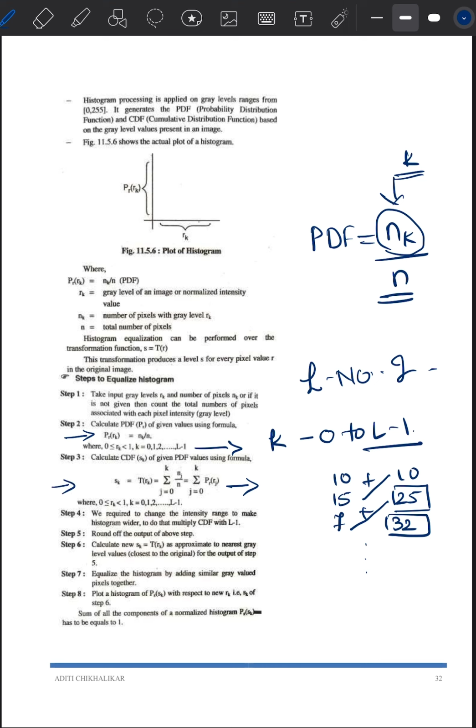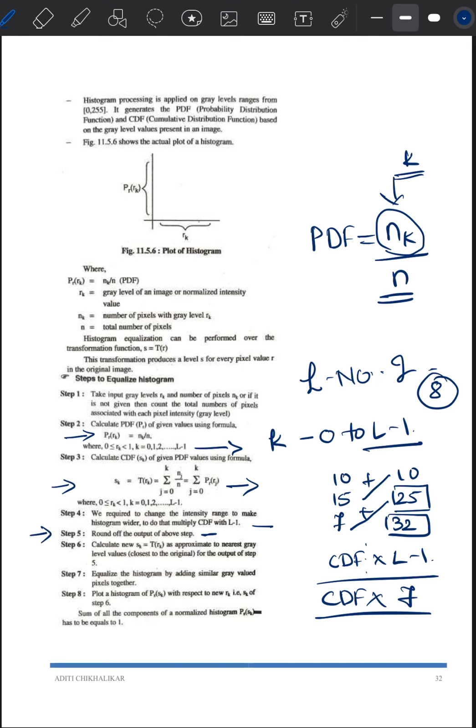So now once the CDF has been calculated, many a times we get the numbers in decimal points. So before we go ahead, we have to round them off. Okay, round off is the next step. Once CDF is calculated, we need to multiply that CDF into L minus 1. So suppose my L is 8. I have 8 shades. Okay, so L minus 1 is 7. So whatever is the CDF I have calculated, that has to be multiplied by 7. And then obviously we round off because we do not need the answer in decimal points.